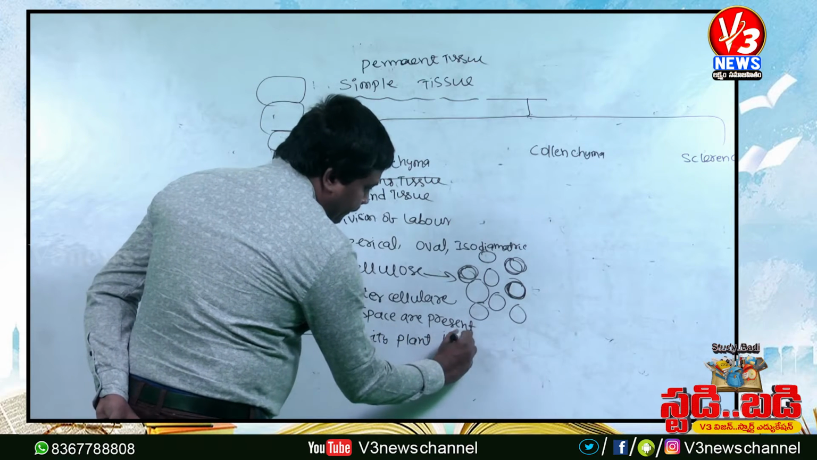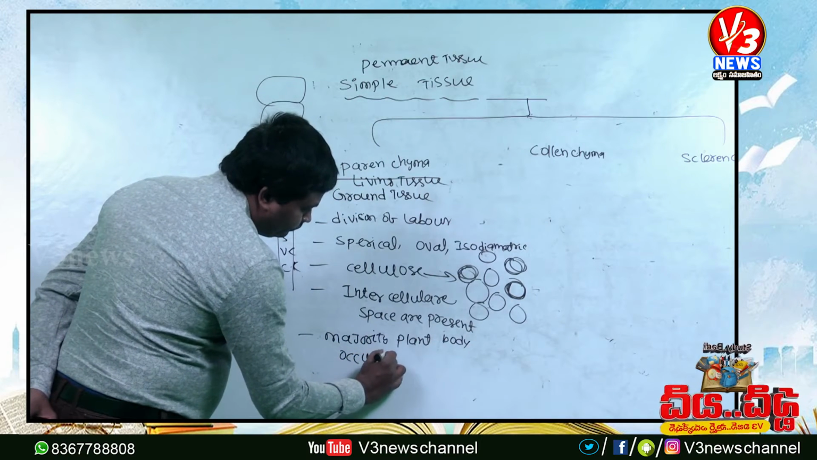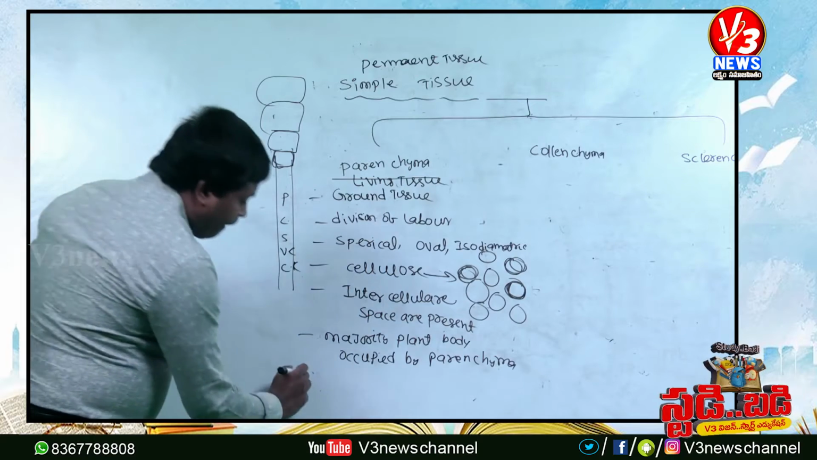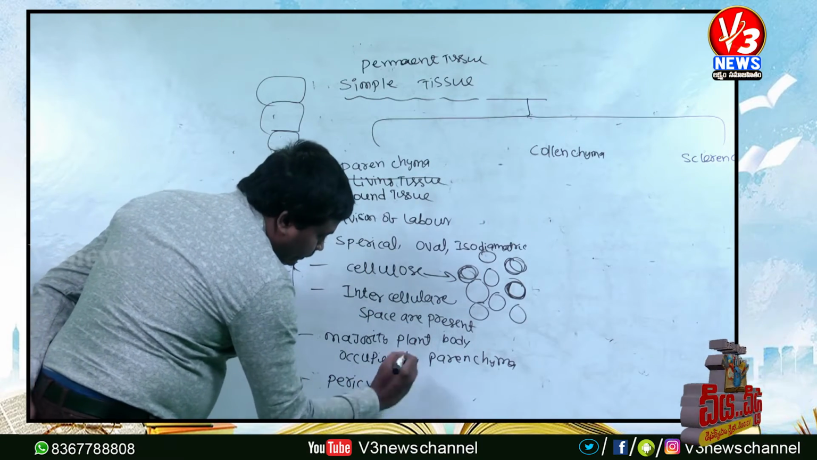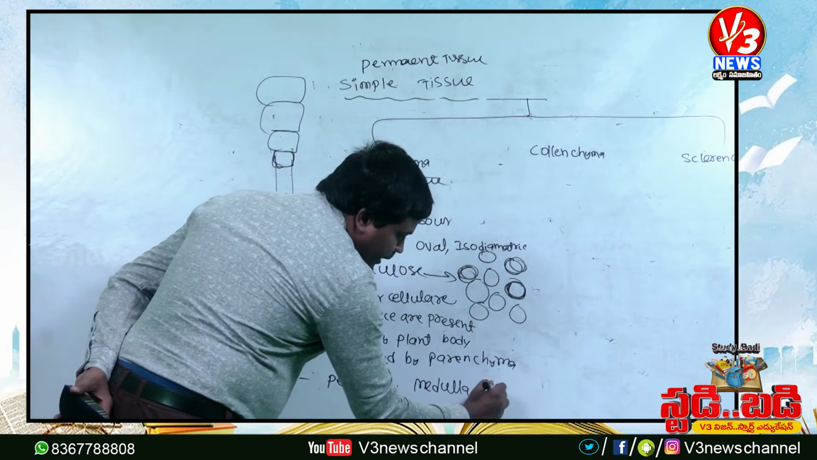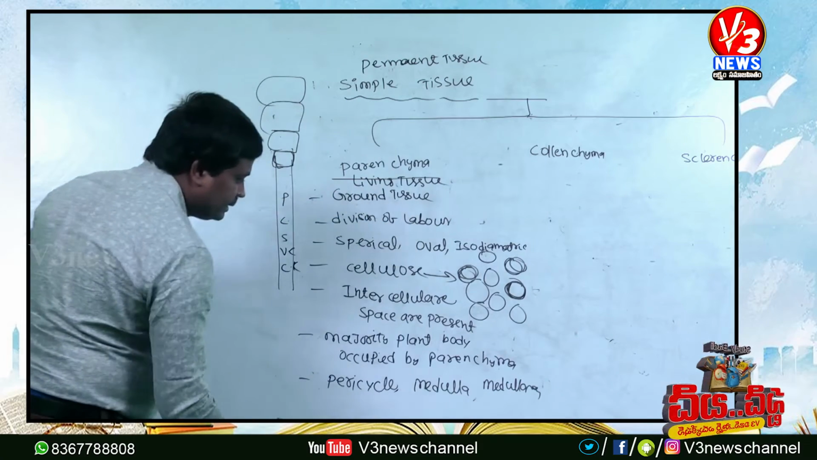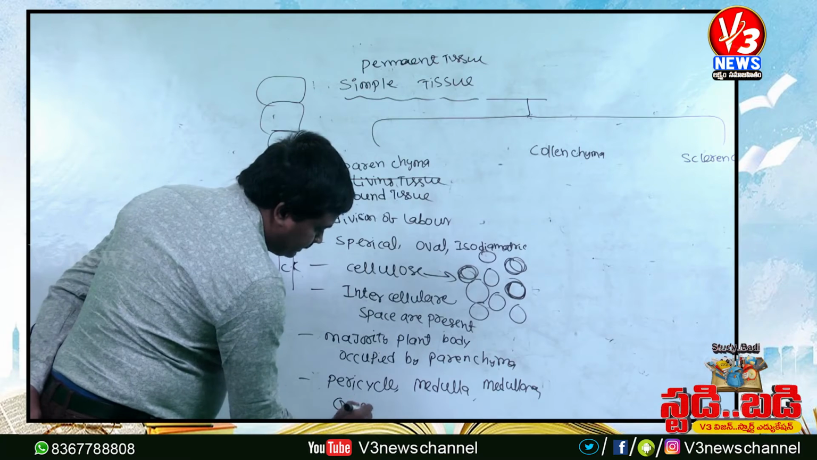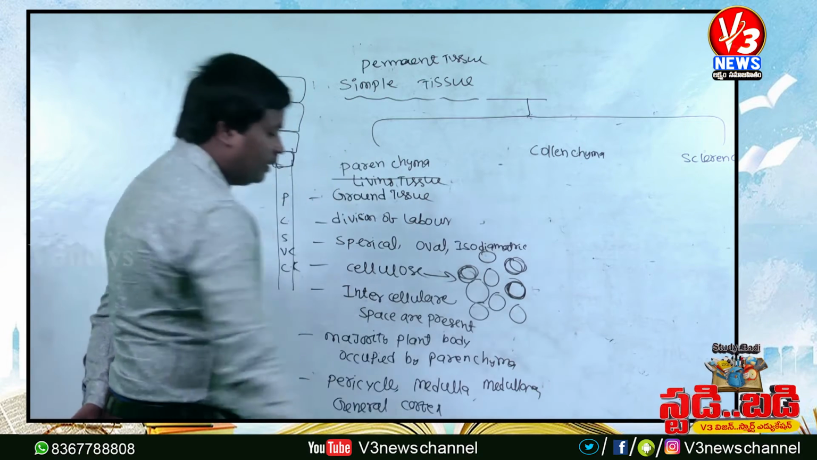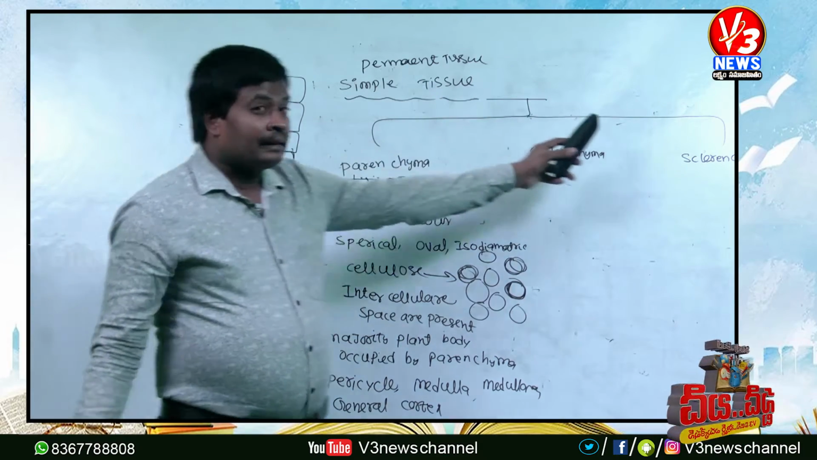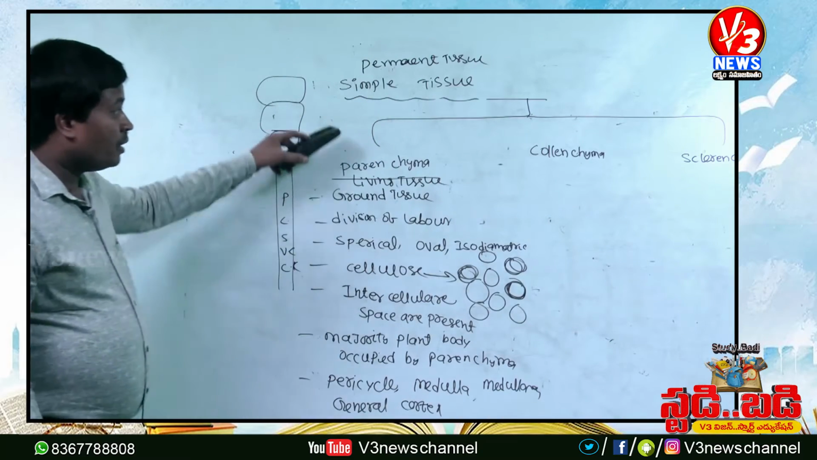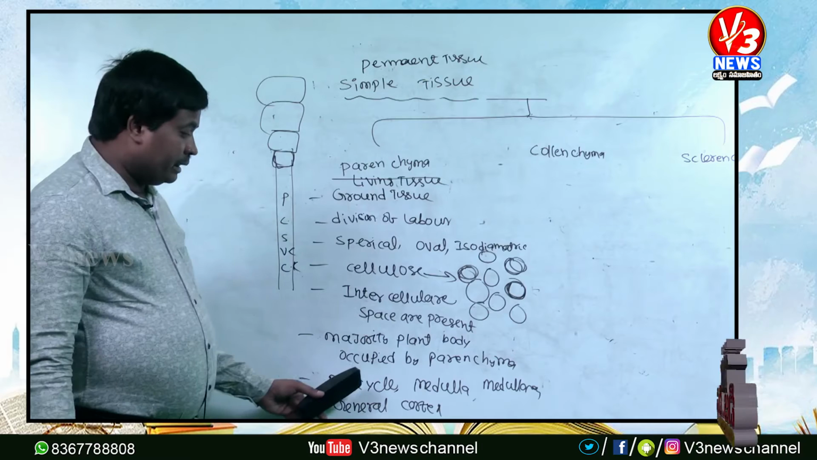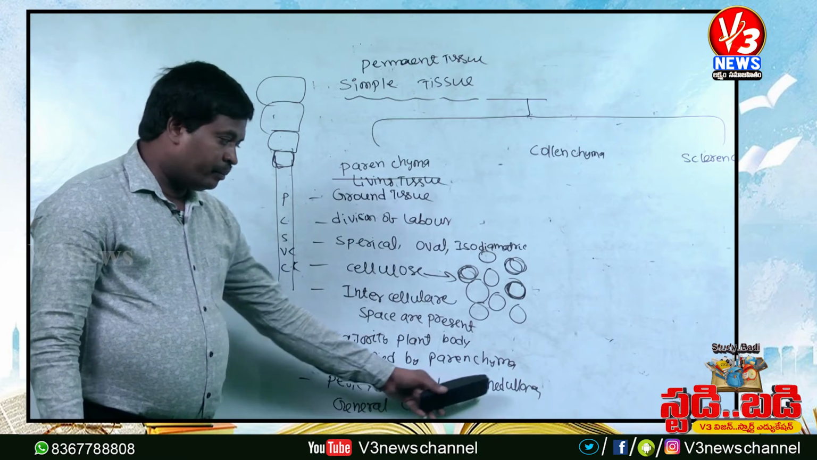Majority of the plant body is occupied by parenchyma. If you remember, the pericycle in roots, medulla, medullary rays, and general cortex are all made up of parenchyma. Comparing the three types of simple tissues, the majority of the plant body, for example the bryophyta plant body, is made up of parenchyma. You study this in the outermost layer of the pericycle, medulla, medullary rays.